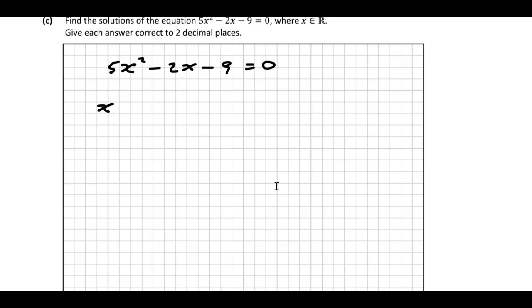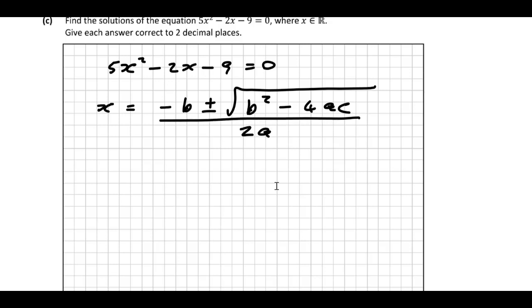So the quadratic formula is x is equal to minus b plus or minus the square root of b squared minus 4ac all over 2a. Now in this particular case, a is 5, b is minus 2, c is minus 9. So when we put this in here, we have minus b, so it's minus minus 2, which is plus 2.